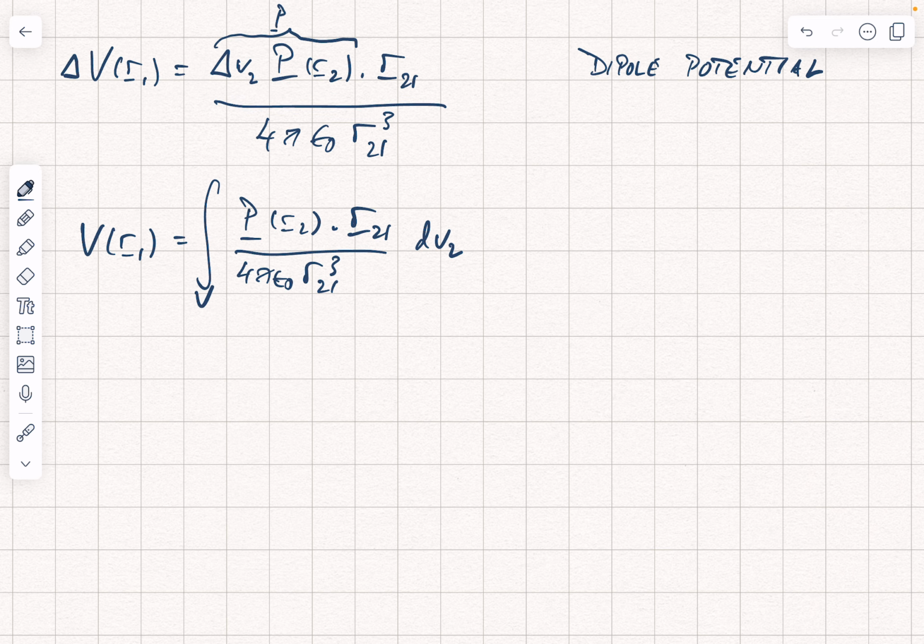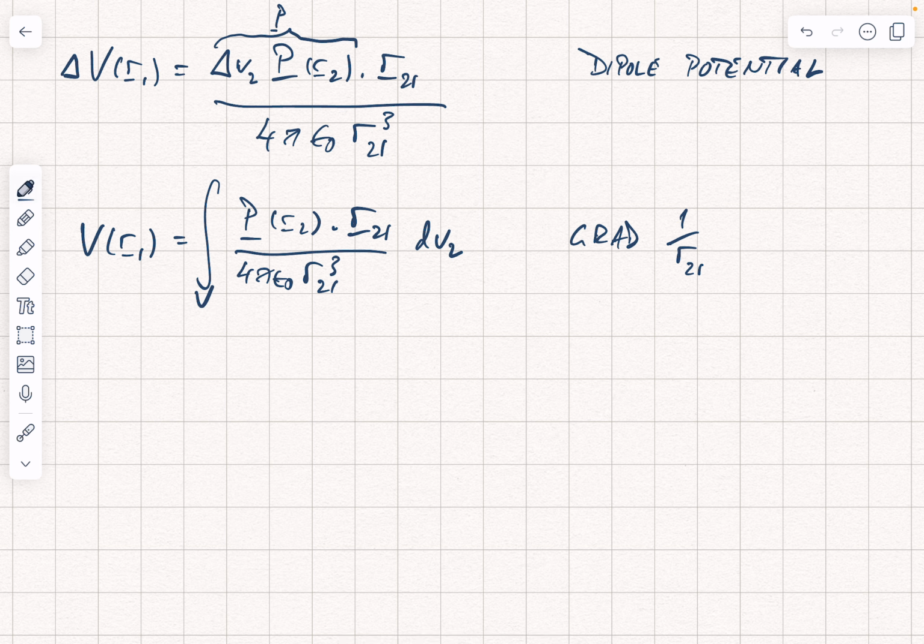It doesn't really tell us very much. So the first thing we're going to do is remember the gradient, the grad of 1 over R21, which is, as it turns out, this little formula here, R21 over R21 cubed.